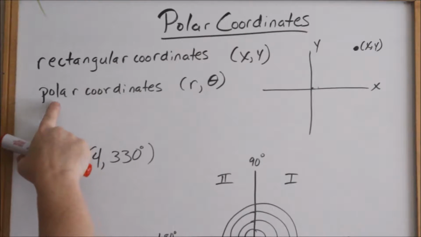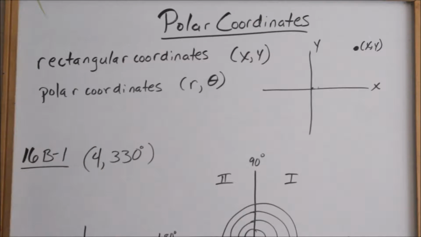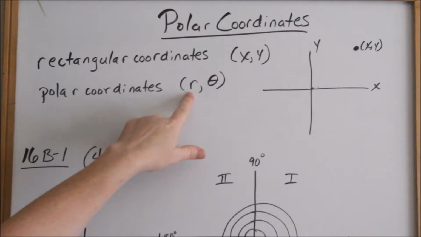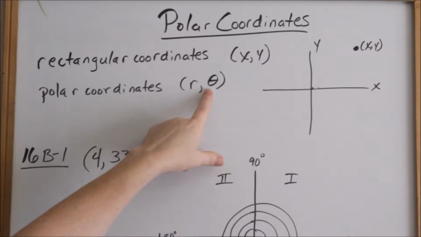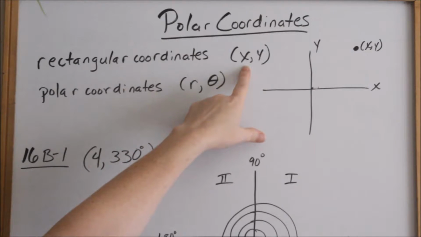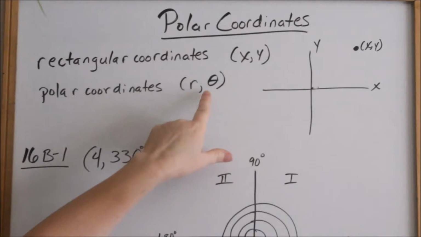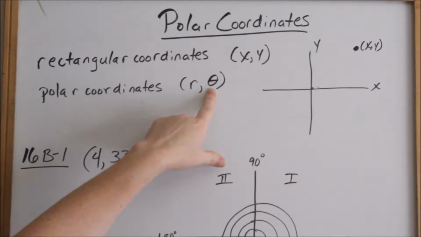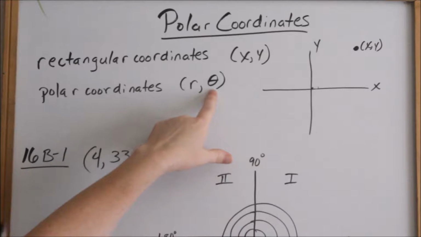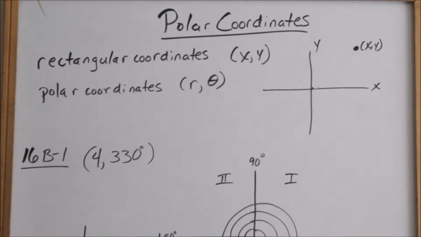Okay, what we're going to be learning today are polar coordinates, and they're going to be in the format of r, theta. You will know the difference between a polar coordinate and a rectangular coordinate. Rectangular coordinates are numbers. In polar coordinates, your second number is a degree. It will be an angle. It will be either in degree or radian units. And so that's how you know if it is a polar coordinate.